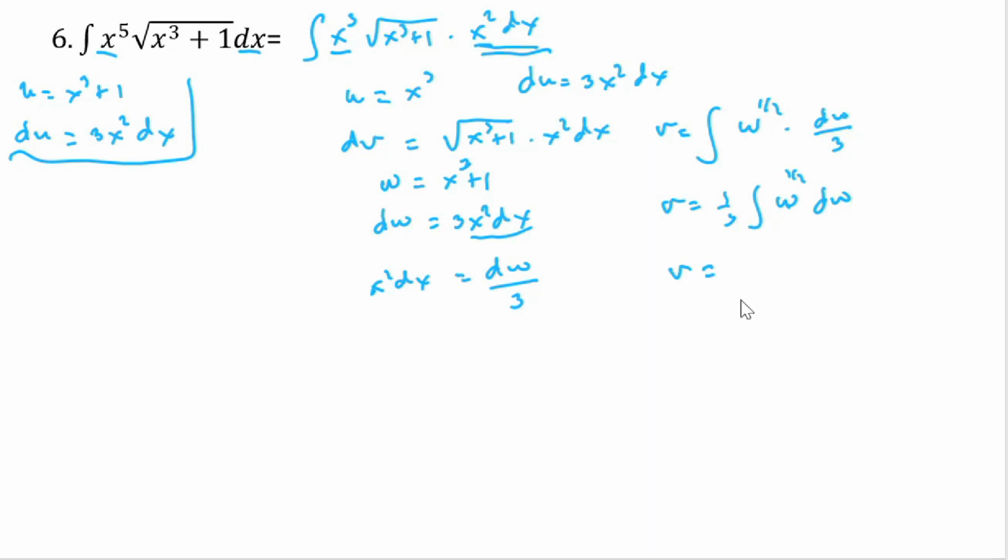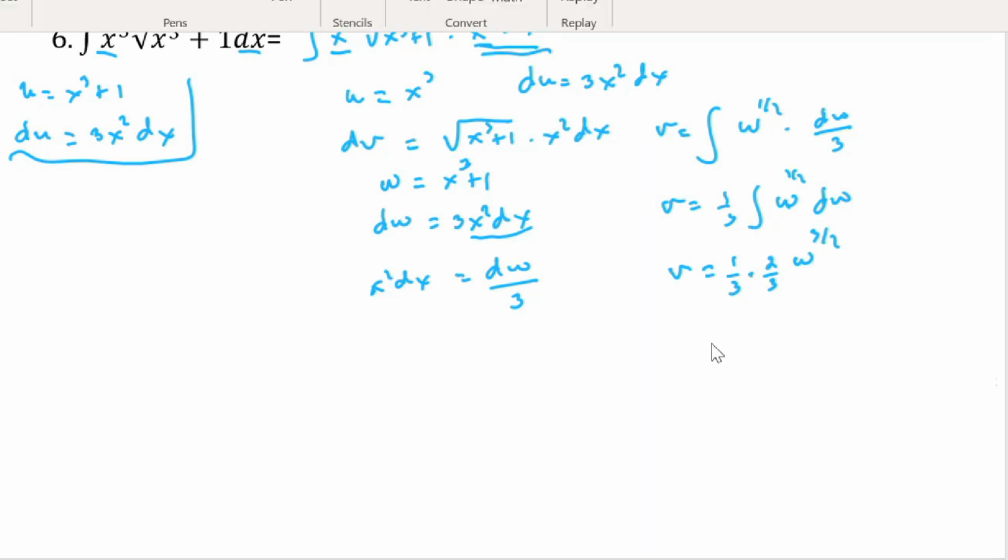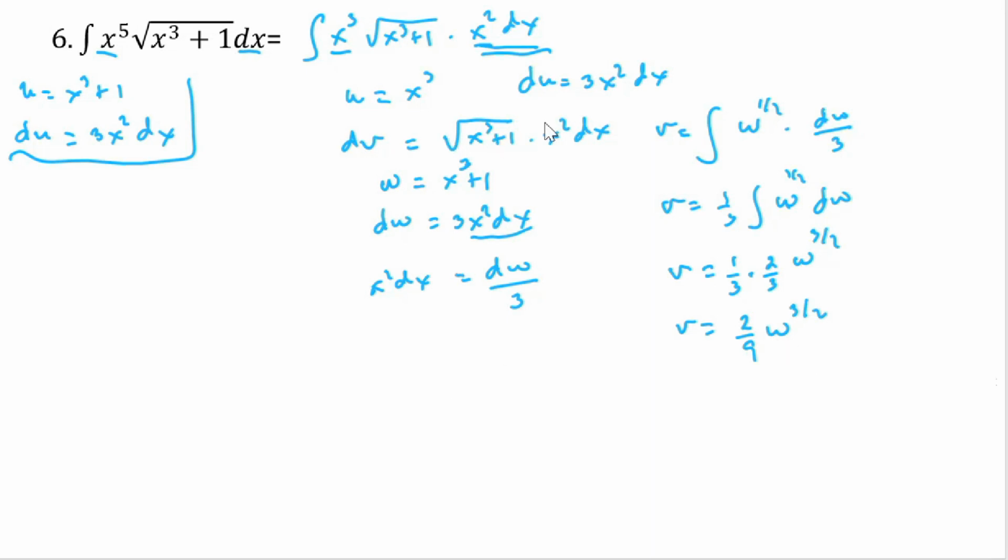To solve for that, applying the power rule, we can now write 1/3 times w to the power of 3 halves, and the coefficient here now will become 2/3 because we take the reciprocal of 3 halves. So v now is equal to 2 over 9 of w raised to 3 halves. But w is x cubed plus 1. So I can write now v equals 2 over 9 times (x cubed plus 1) to the power of 3 halves. Now, that's only the solution for solving the v.